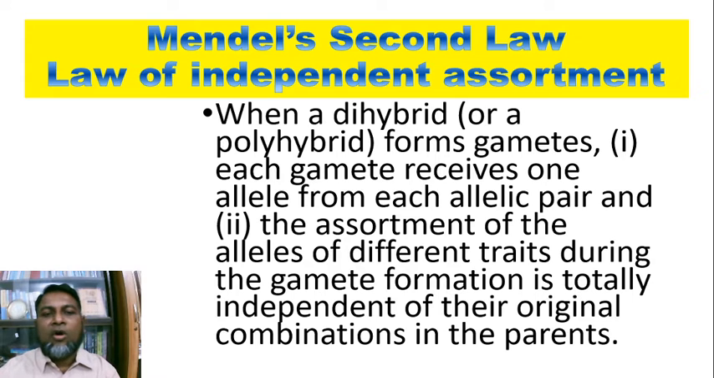Mendel's second law, or law of independent assortment: when a dihybrid, meaning a cross between two parents having two pairs of opposite characteristics, or a polyhybrid, meaning a cross between two parents having more pairs of opposite characteristics, forms gametes, one, each gamete receives one allele from each allelic pair, and two, the assortment of the alleles of different traits or characteristics during gamete formation is totally independent of their original combination in the parents.